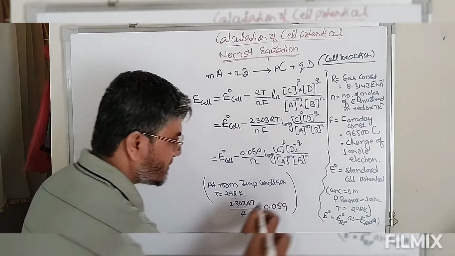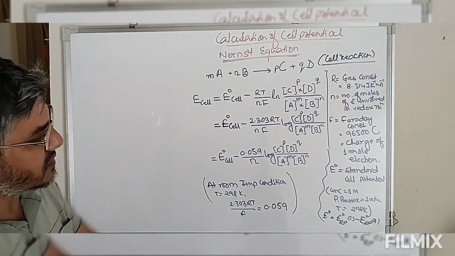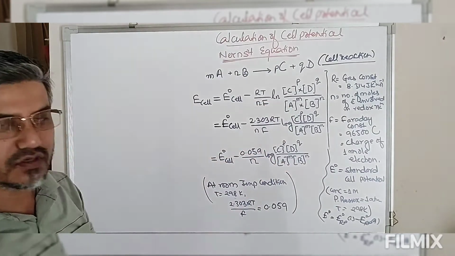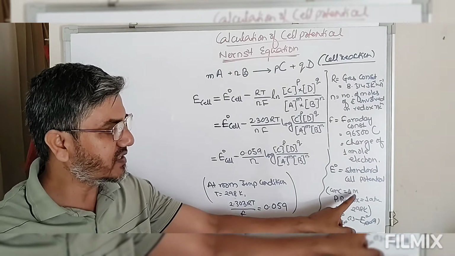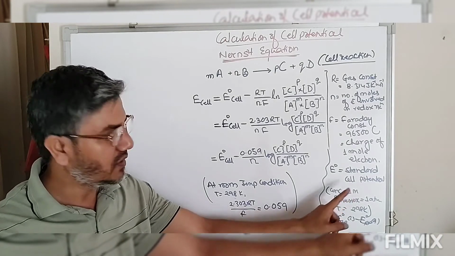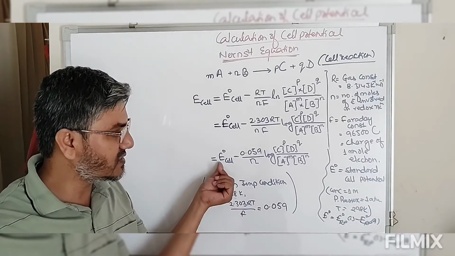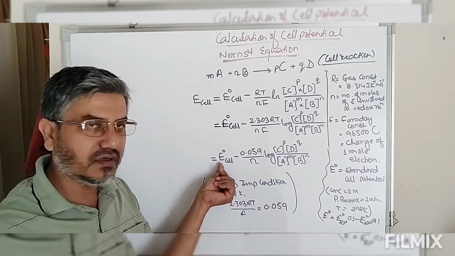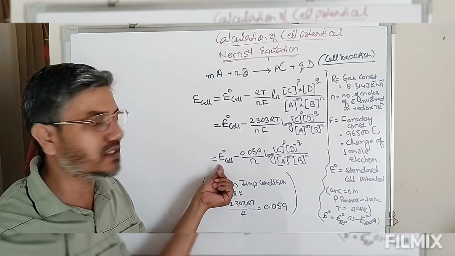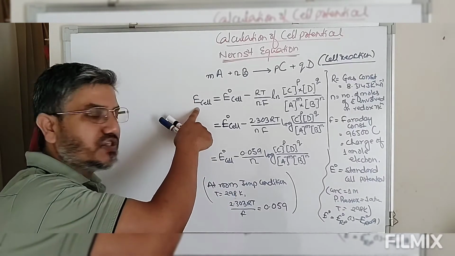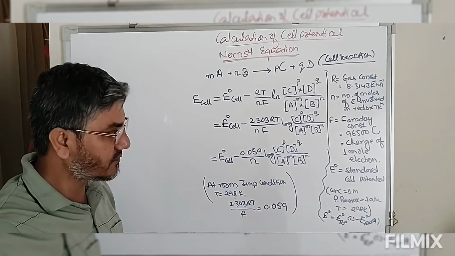Now if you look at this equation very carefully, this is the concentration of product, this is the concentration of reactant. Look at this E naught cell: concentration is maintained at 1 molar and gas partial pressure at 1 atm. So this E naught cell is independent of concentration. Its value does not change with concentration, whereas the cell potential E cell varies with concentration.